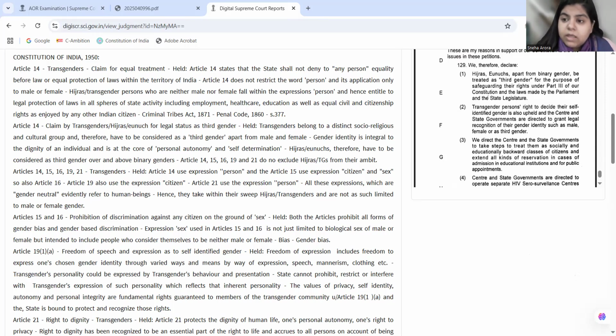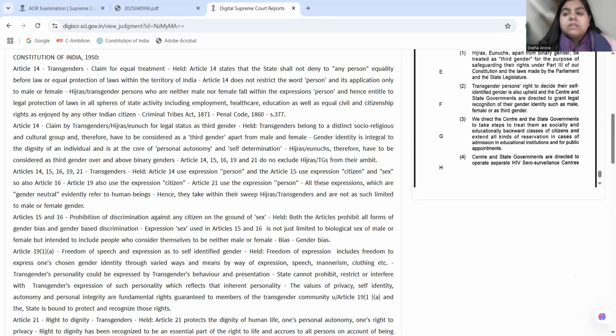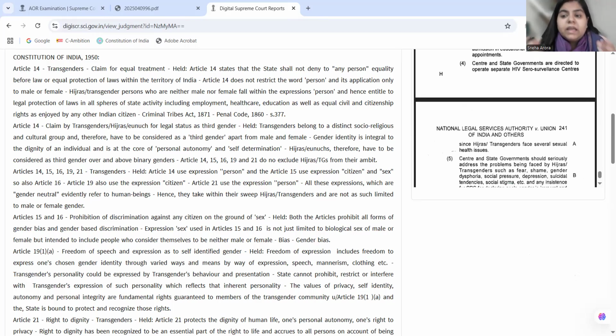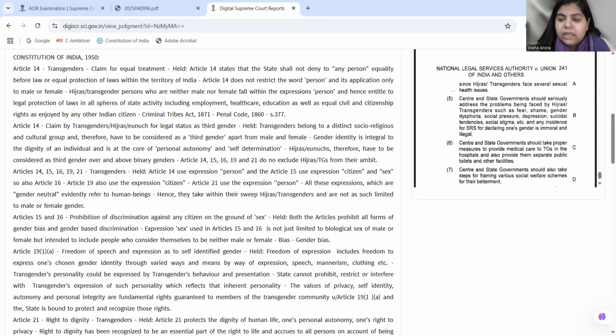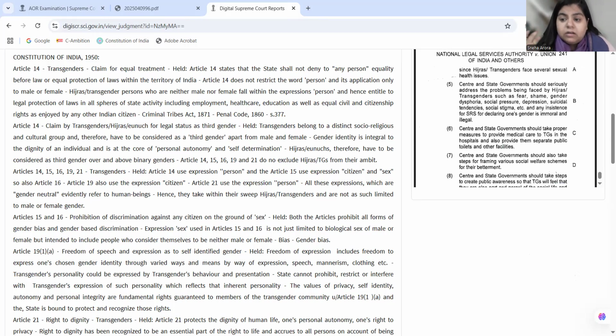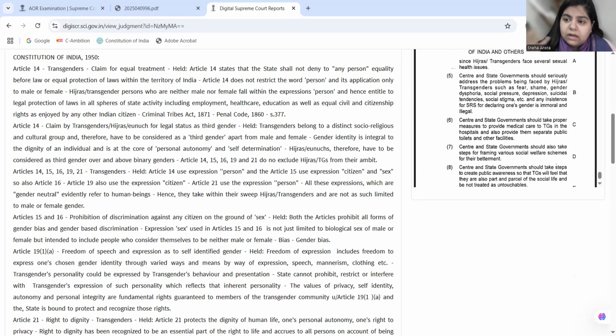Measures can be made for providing reservation to them in educational institutions or in employment. And there are also medical directions, that some medical facilities, some HIV surveillance centers, etc., are to be operated separately for transgender communities. So center and state should address the problems faced by the transgender community, for example social pressure, depression, suicidal tendencies, etc. These are the guidelines: providing separate hospitals and social welfare schemes, whatever state and center could possibly do. These are contained in the verdict of the Supreme Court in NALSA versus Union of India.